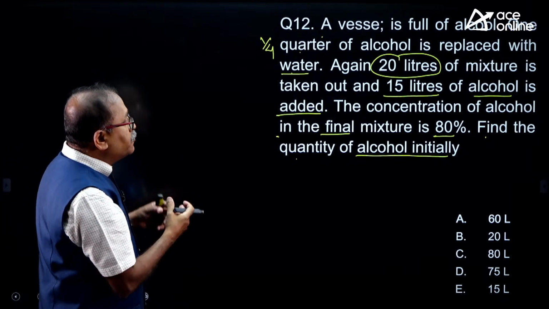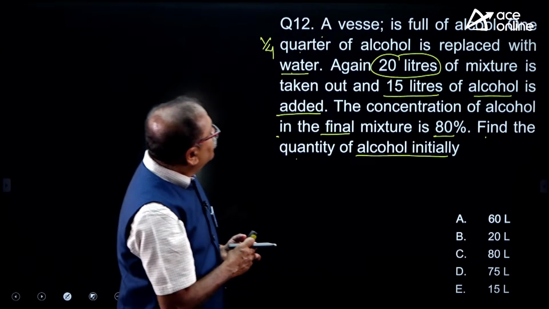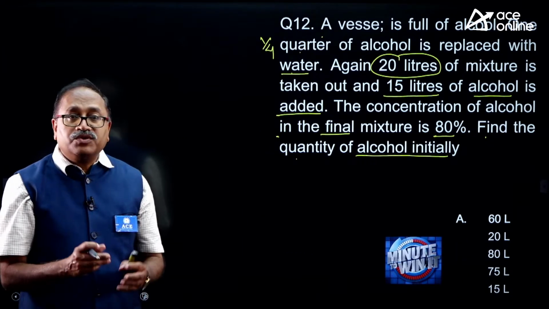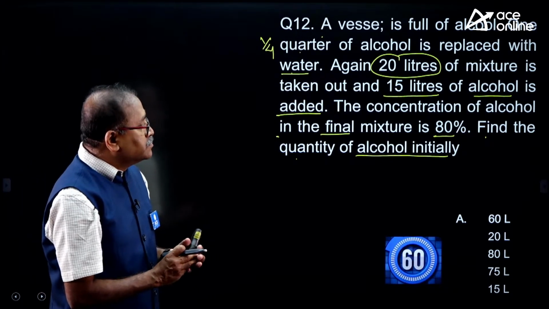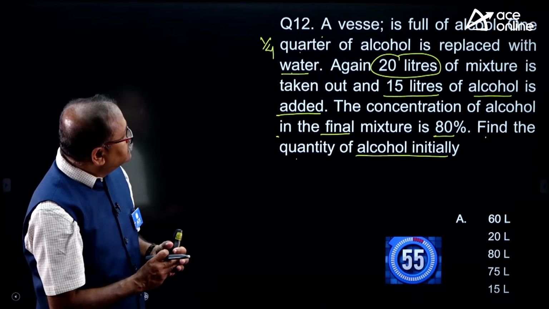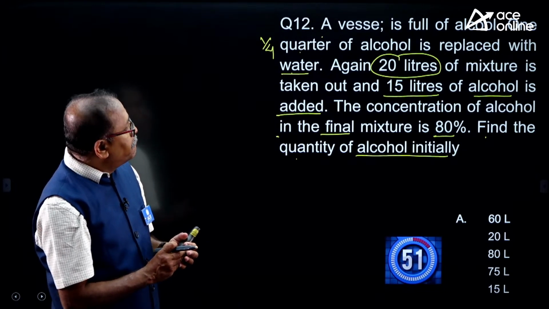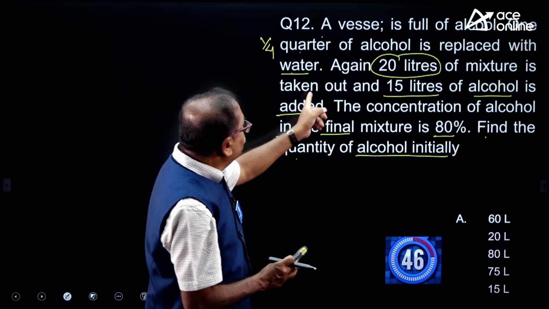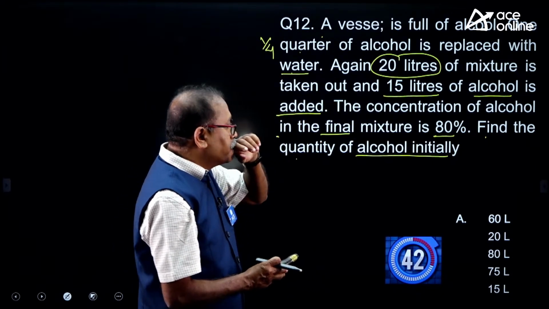What was the quantity of alcohol initially? It's good. Will you try this? I give some time to you. Take your time. This is the last question of the class. One quarter of the alcohol is taken out, and again 20 liters of mixture is taken out and 15 liters is added.